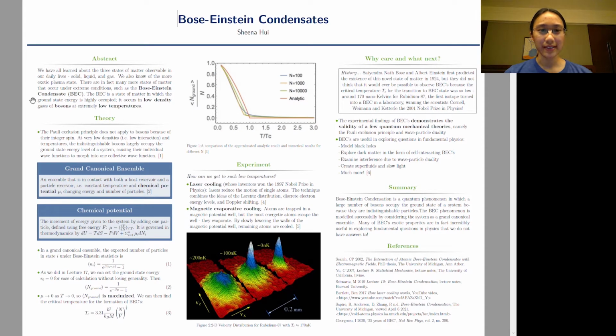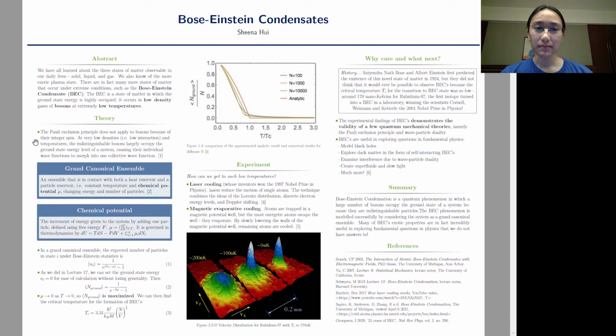A Bose-Einstein condensate, or BEC, is a state of matter that occurs under very extreme circumstances. In this short presentation, I will focus on explaining what BECs are and go through the theory behind them, and I'll just briefly touch on how they can be created in labs and a few of their applications.